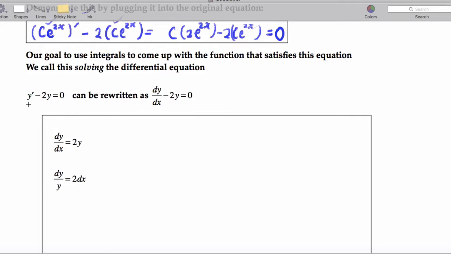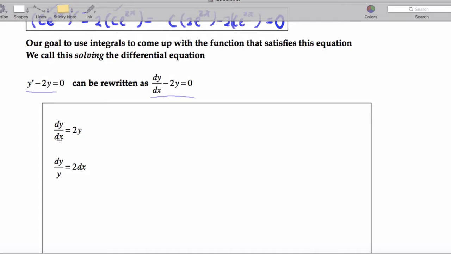So first, I take my original equation, and I'm going to rewrite it using differential form. So I have dy over dx minus 2y equals 0. Next, I'm going to isolate the derivative by itself equals the rest of the stuff on the other side. And now, on the left side, I'm going to have all of the y stuff. And on the right side, I'm going to have all of the x stuff and the constants.